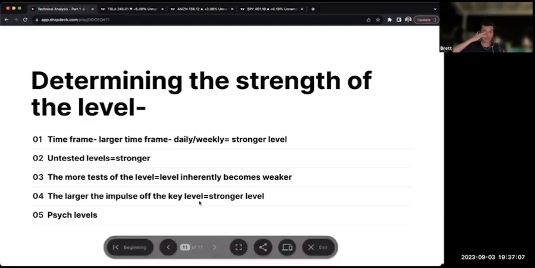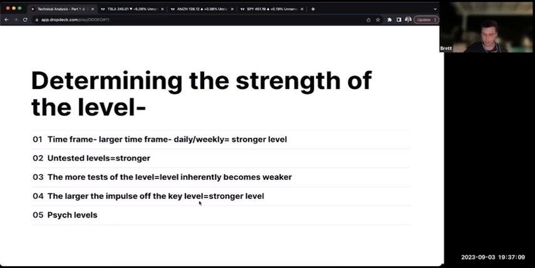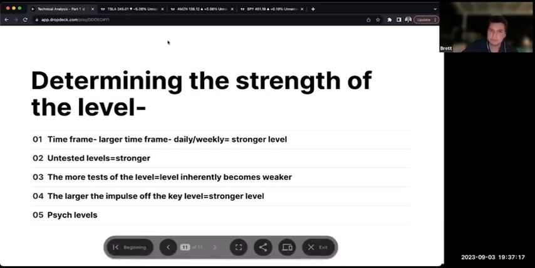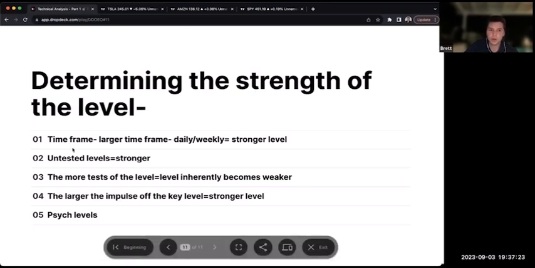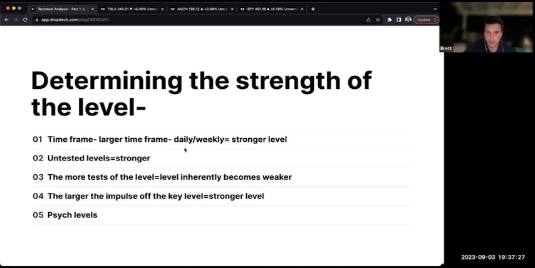Okay, so this is the last slide I wanted to show you guys. Then we're going to go over Tesla and go over one more example on Tesla. We're going to talk about timeframes. So people talk about the idea of a strong level or weak level. Well, this is where timeframes come in. The larger the time frame, the stronger the level.